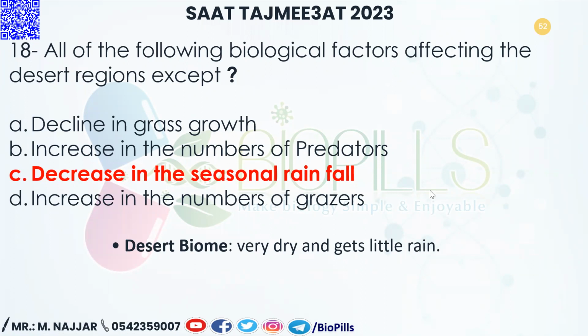Declining grass growth is affecting the desert. In all of the following, he says except increase, because there is no rain in the desert. Yes, increase the numbers of grazers.